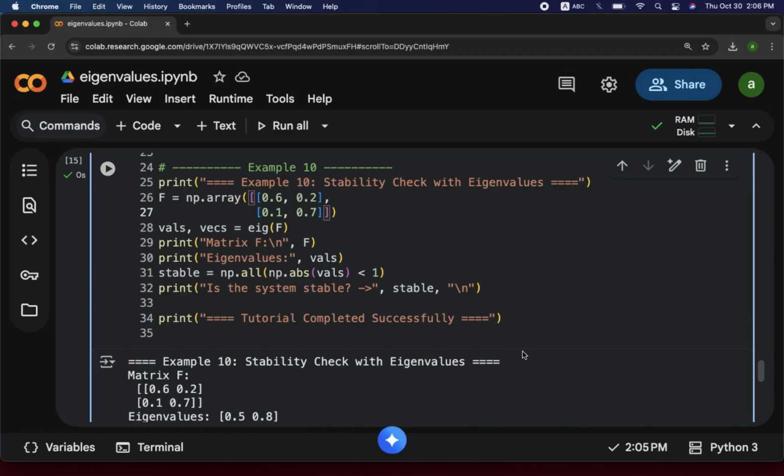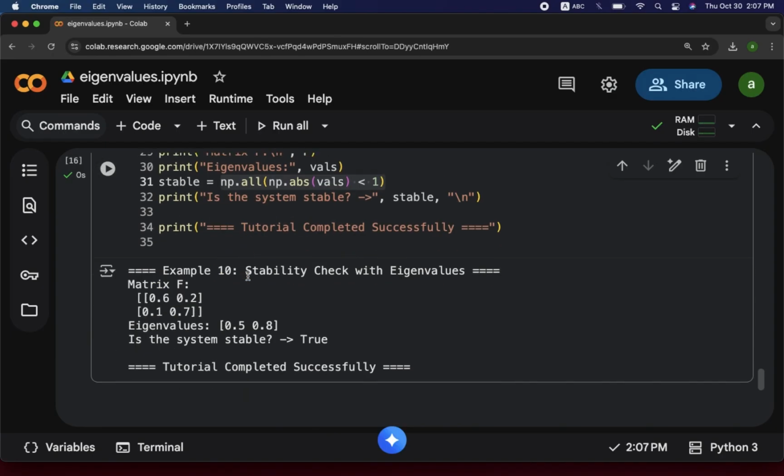And we can check that using our example here, which is again a 2 by 2 case, and we have the matrix F. We calculate the eigenvalues and we just print them on the screen, and we are just making this stability check, and if the eigenvalues are all less than 1, then we are going to call our system stable, and this will be equal to True if this condition is satisfied. So for our example here, if you just run it, you can see that the eigenvalues are less than 1, so we call this a stable system.